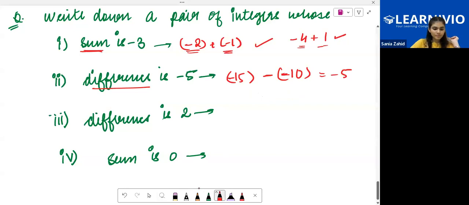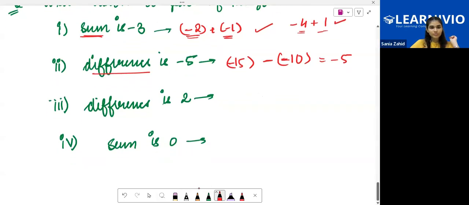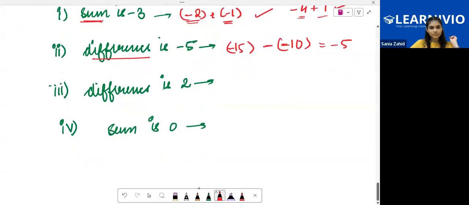Okay. Yes, ma'am. Difference is 2. -6 plus 4. No, you see difference. So write two numbers and your difference should be 2. Do it in this way.